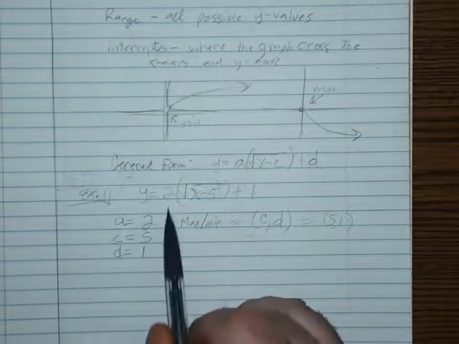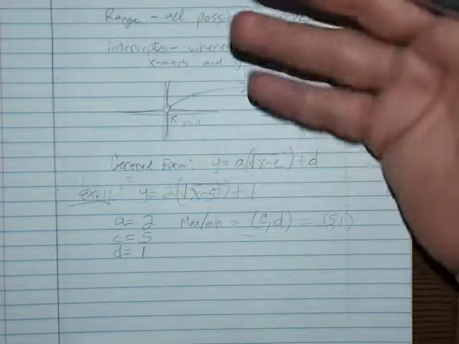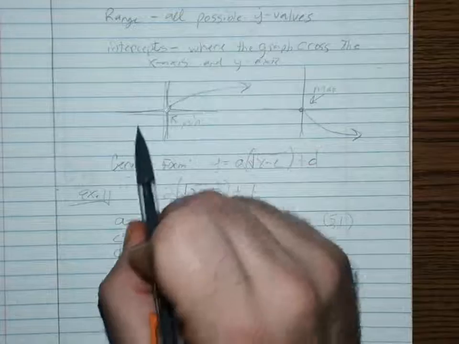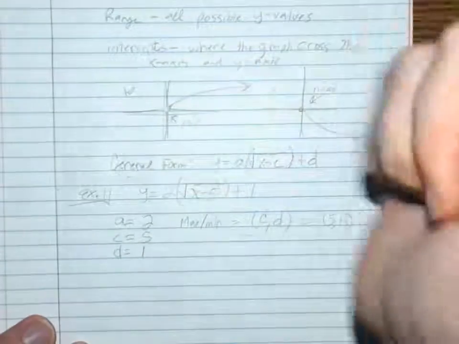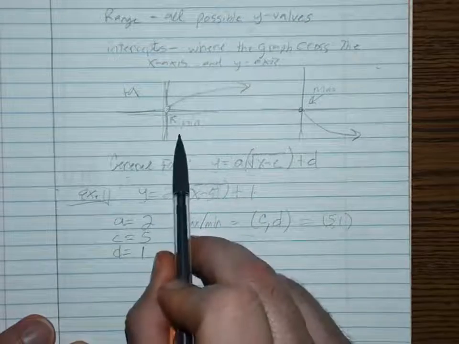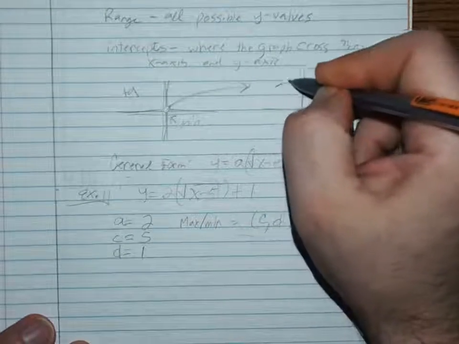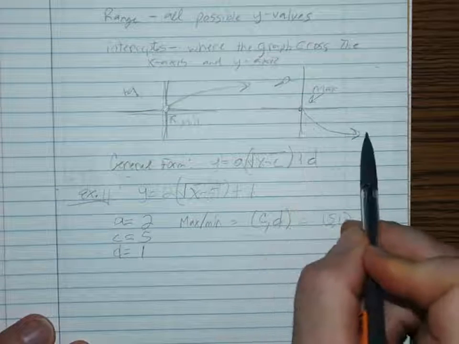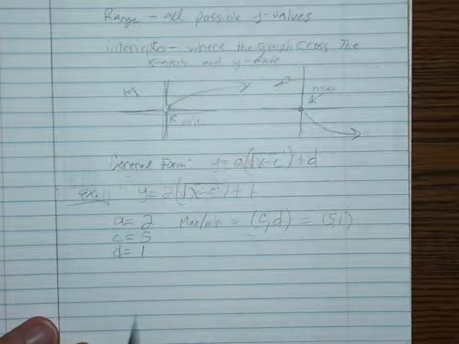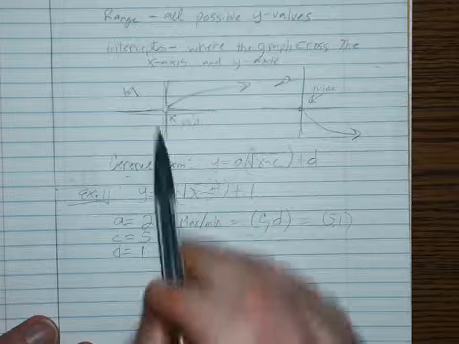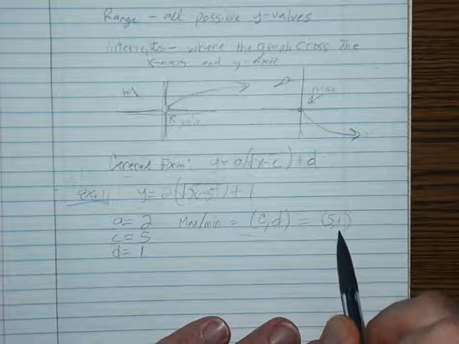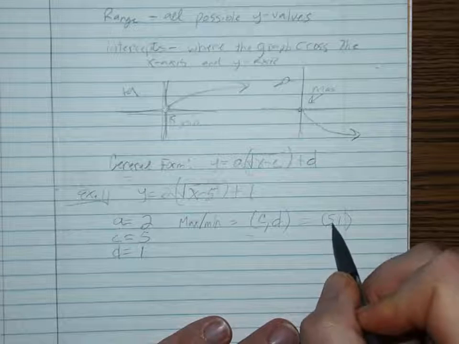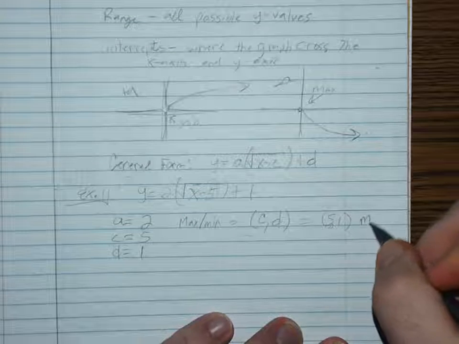Remember that a has the power to reflect our graph over the x-axis. So a positive a value is going to be this. This gives us a minimum. And the negative a value will make it curve down, which gives us a maximum. Well, our a is positive. And a positive a, we know, gives us a minimum. So not only is the maximum or minimum the point 5, 1, but it is also a minimum.